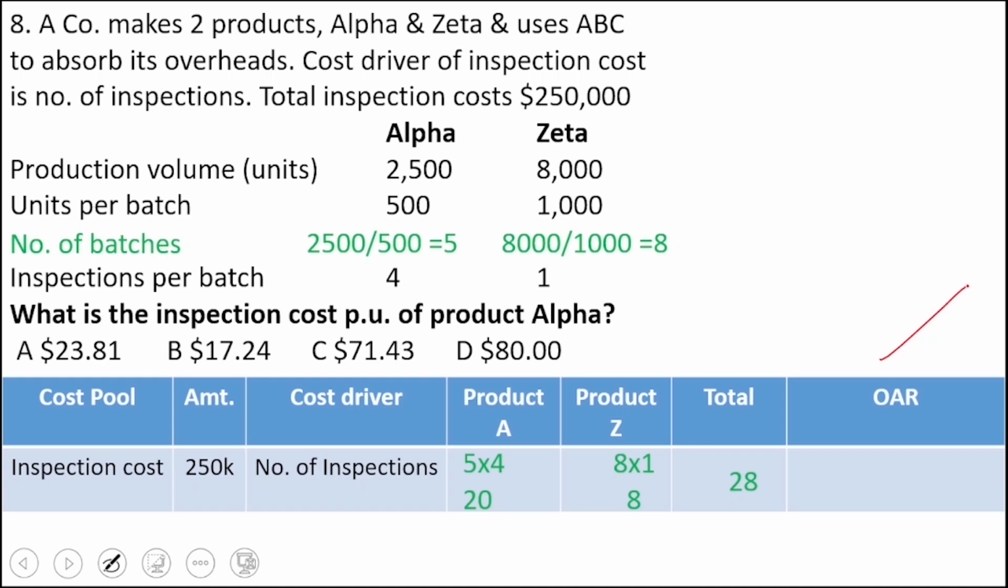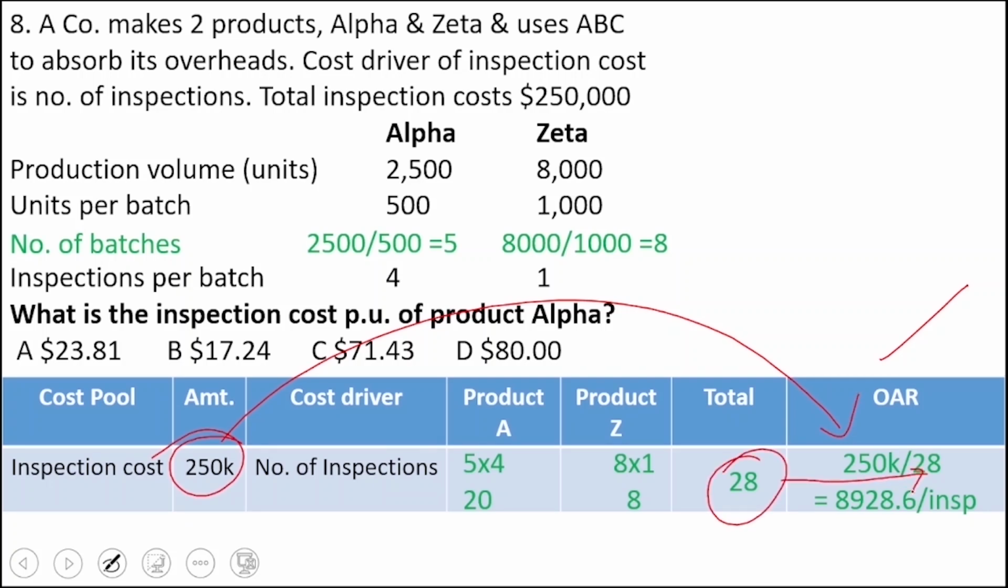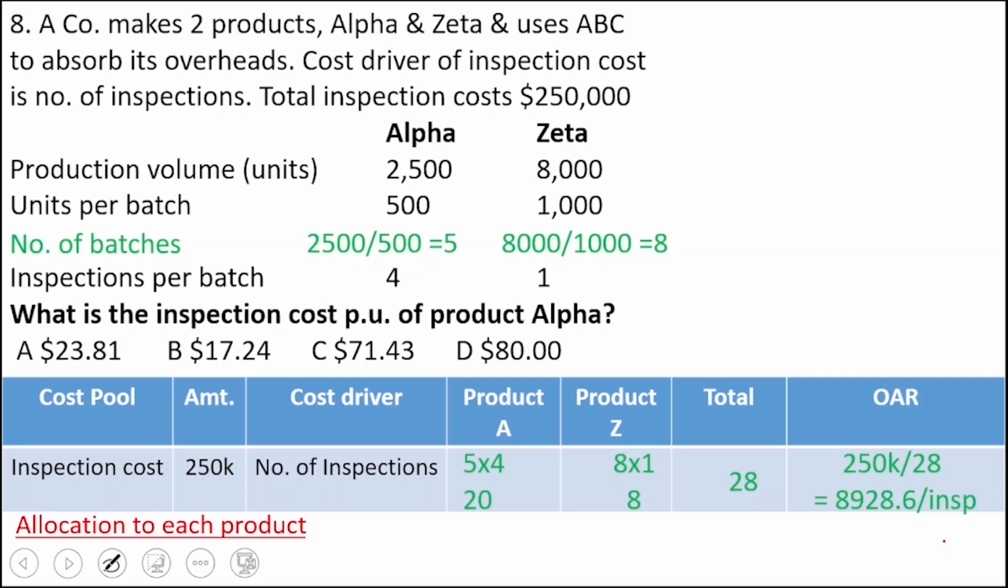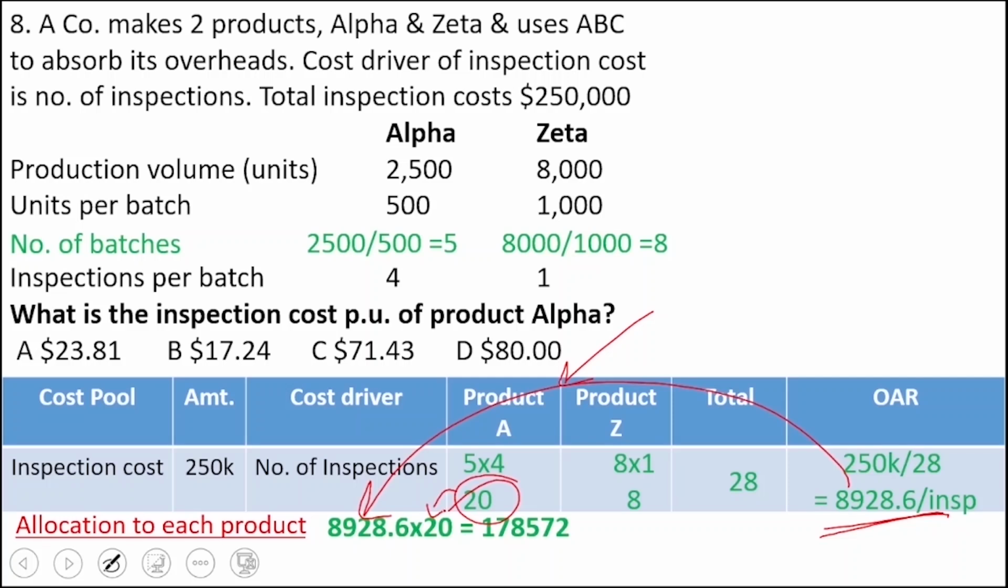Now calculating OAR. What is OAR? OAR is the inspection cost of $250,000 divided by the number of inspections, which is 28. So per inspection, the rate is $8,928.6. Now we will allocate it to each product. Now for product A, there are 20 inspections and we know that per inspection the cost is 8928.6. So the inspection cost related to product A is 8,928.6 multiplied by 20, which is 178,572. So this is the total inspection cost attributable to product A.